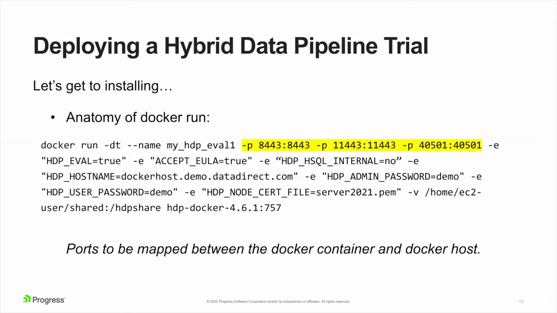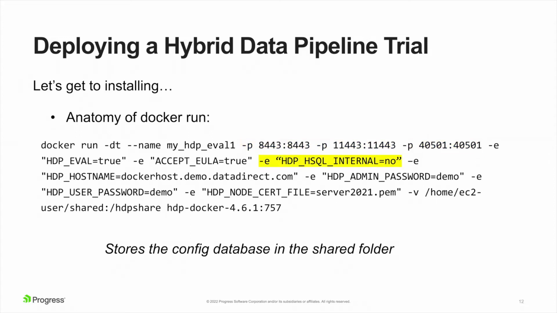So in this case, I have my HTTPS ports and the 2 ports for the on-premises connector. I also am taking advantage of a new feature we added where we can store the configuration database for the trial outside of the container in the shared directory. By doing this, it makes it easy if we want to spin up another container or delete this one, we don't lose that database. You can leave this out and we will store it directly inside of the container.